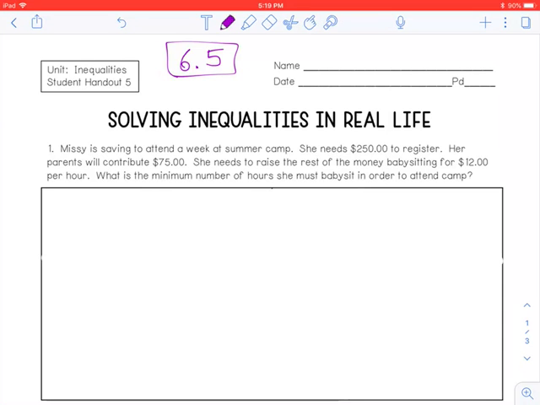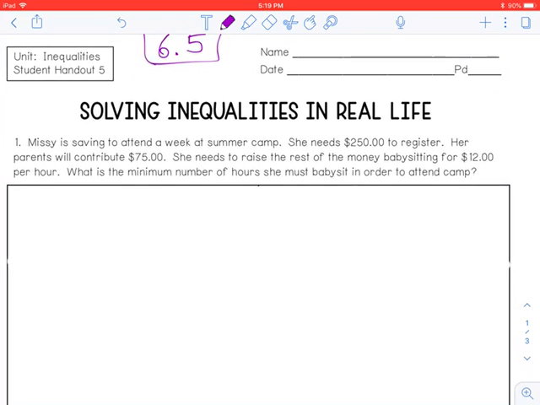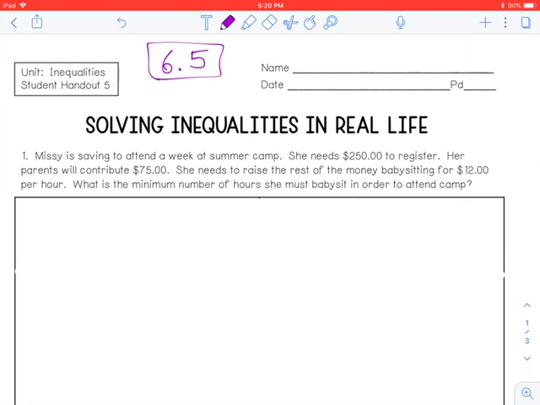All right, Algebra 1, we are moving on with 6.5. This one's talking about inequalities still, but we're talking about real-life applications of linear inequalities. So, what we want to do is, just like any other situation with equations, we want to set this up and then go ahead and solve for what we're looking for.